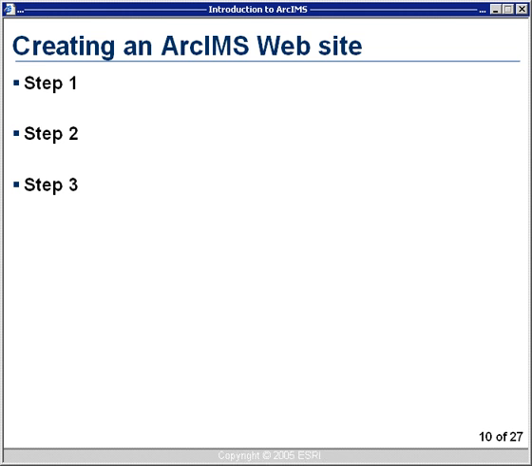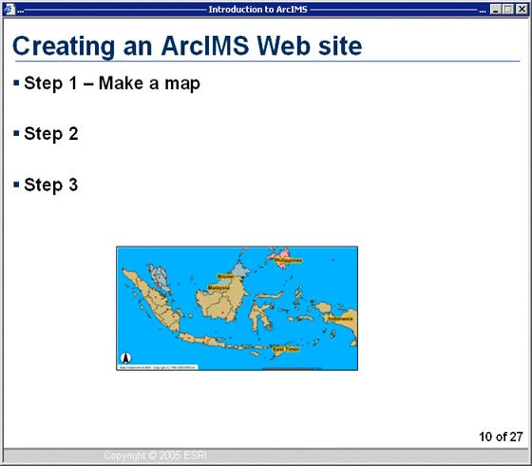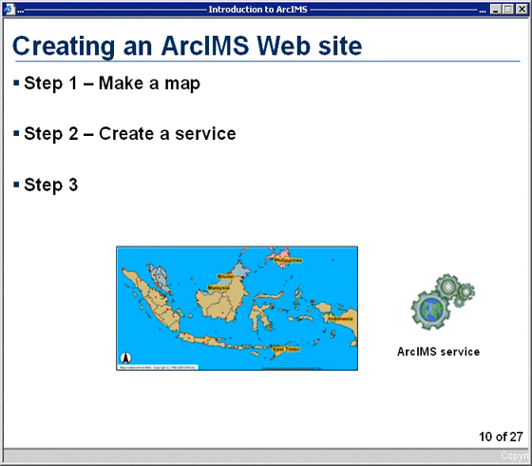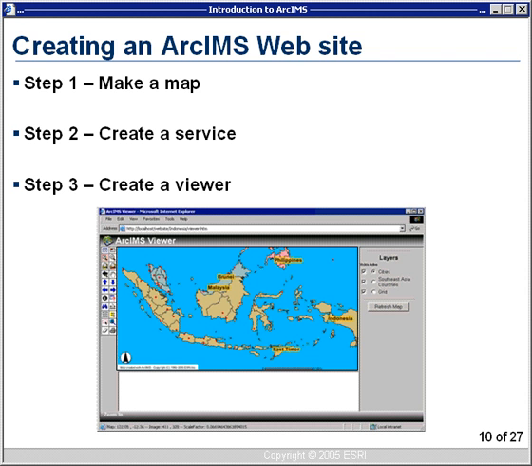Creating an ArcIMS website can be as easy as 1, 2, 3. First, we need to create a map, define the layers that will be used, and what they're going to look like. Next, we need to create a service from that map that will be able to be published out to the internet. Last, we can then create a viewer for our service. All of these steps can be accomplished using the ArcIMS management tier applications.